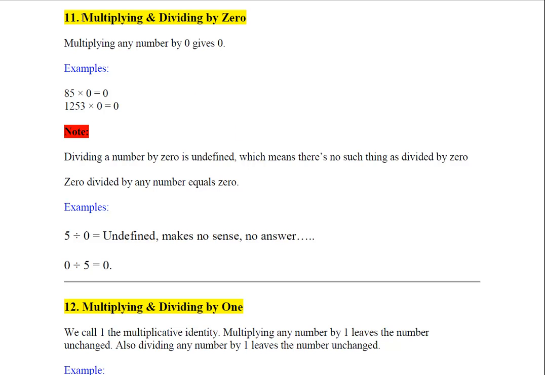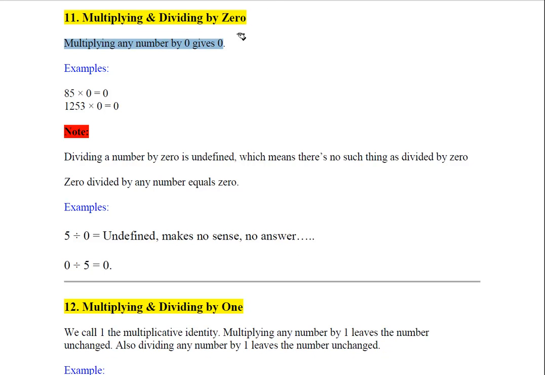However, multiplying or dividing a number by 0, okay, let's say multiplying first because they're a little bit different. Multiplying a number by 0 always gives you 0. 85 times 0 equals 0. 1,000 times 0 equals 0. 4,000 times 0 equals 0, and so on and so forth. Okay, this seems very simple. How can it be on the test?